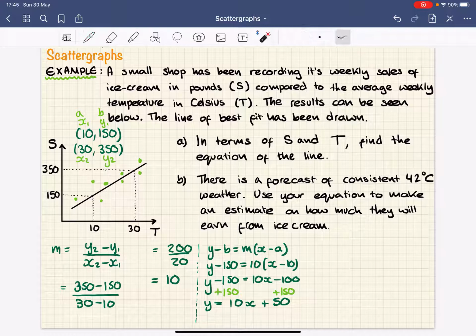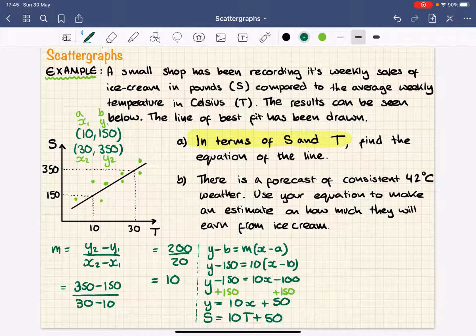Now, usually we have been fine to get to this stage and then move on. However, the key thing that you must not forget is this: in terms of S and T. But right now, mine is in terms of x and y, so I need to change those. I need to think, where is my x coordinate normally? Normally my x coordinate is here, so I'm going to change the x for a T. And my y coordinate is normally the S, so I'm going to change the y for that S. So my final answer is going to be S equals 10T plus 50.